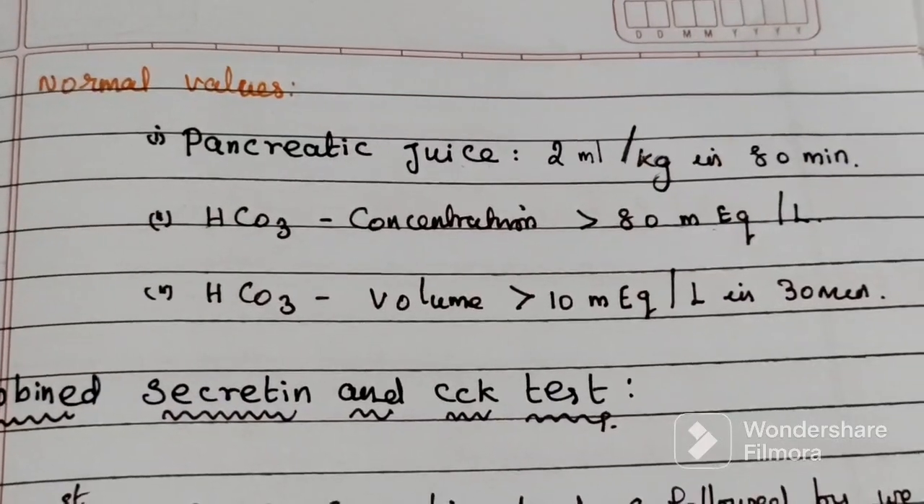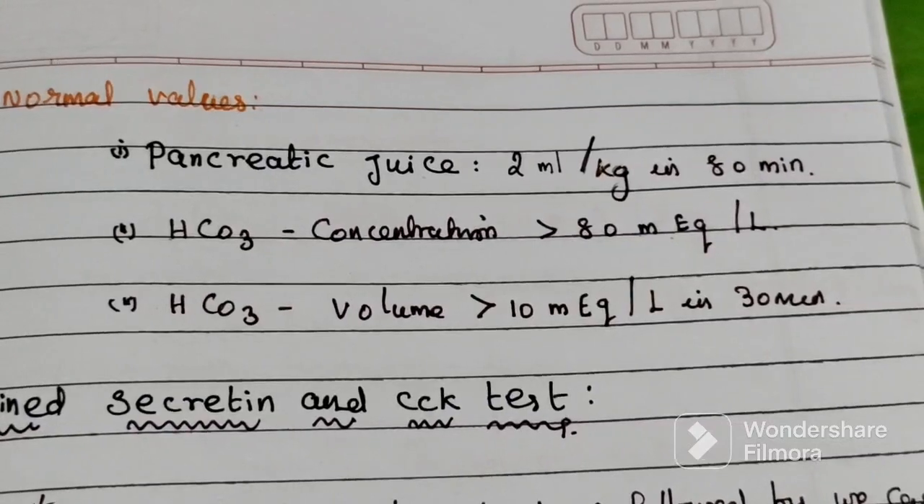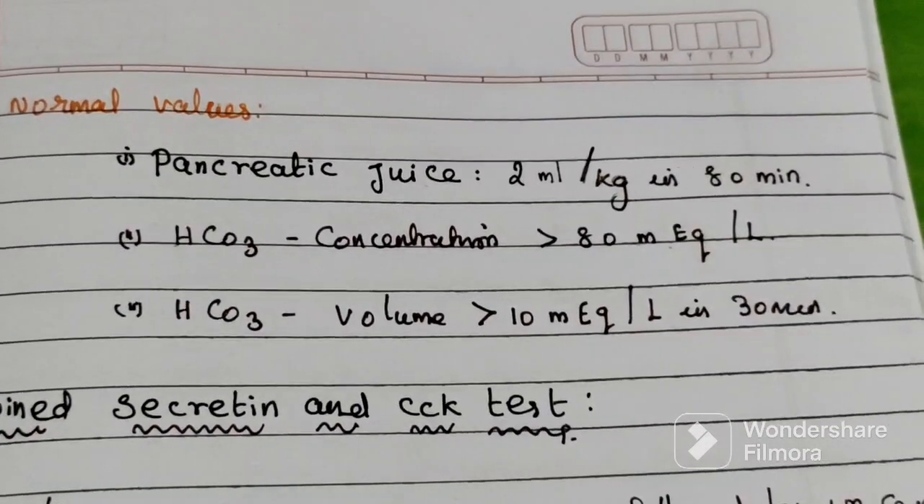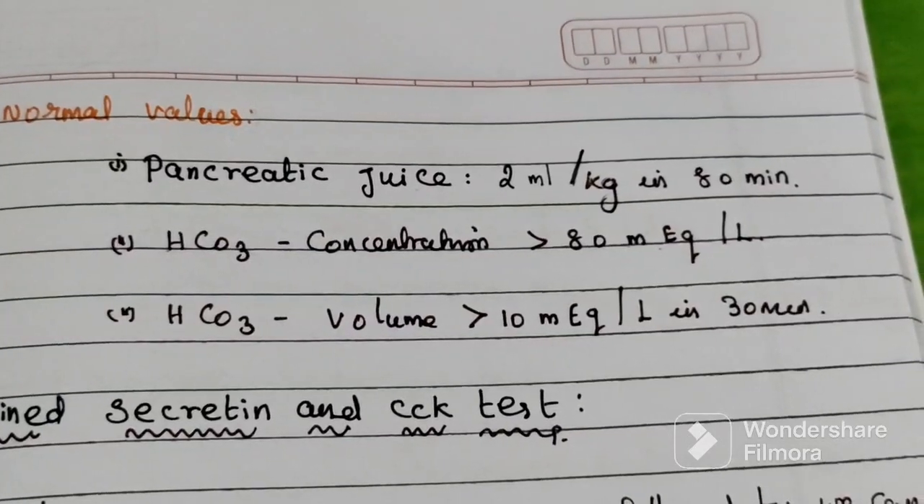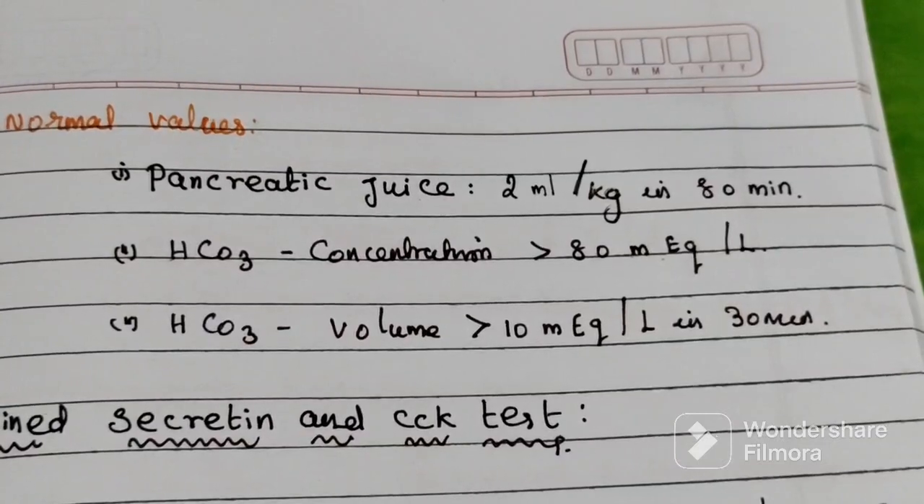The normal volume of pancreatic juice is 2 ml per kg in 80 minutes. The normal bicarbonate concentration is more than 10 milliequivalents per liter in 30 minutes.